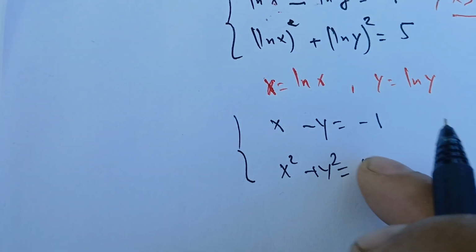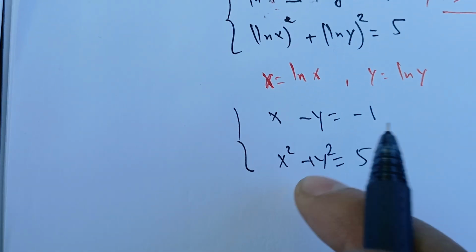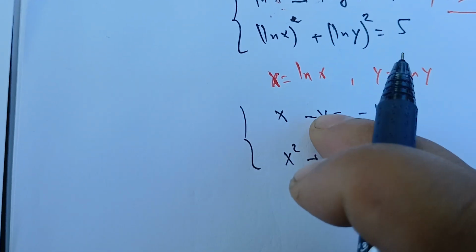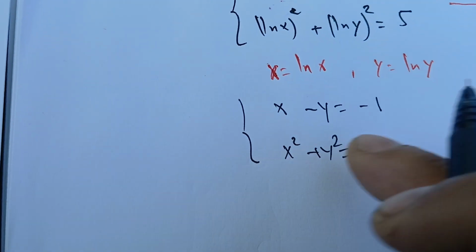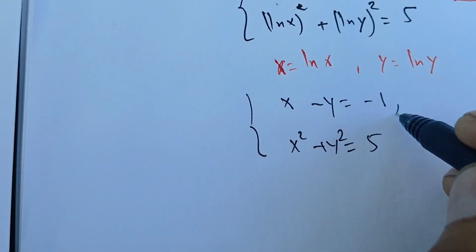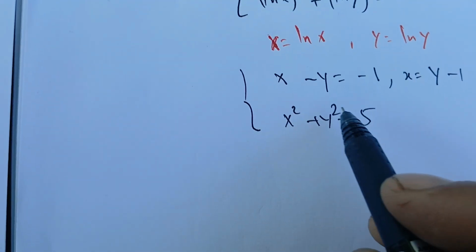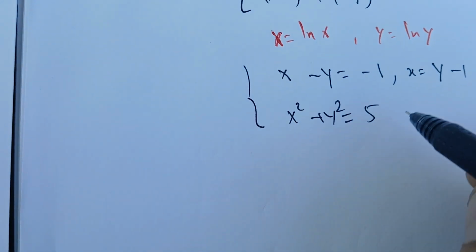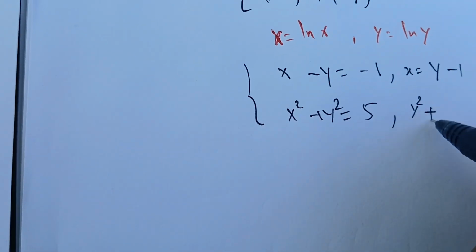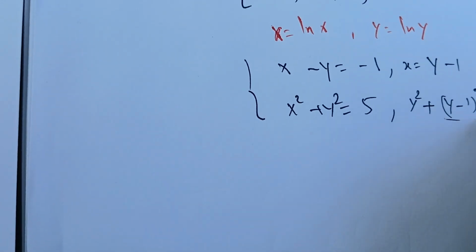And here we know how to solve this system. We can solve for Y and plug it here, and solve for X, or we can solve for X and plug it here and find the values of Y. Either way is great. So we solve for X. So X is Y minus 1. Okay, so we plug it here, we get Y squared plus (Y minus 1) squared as X, equals 5.